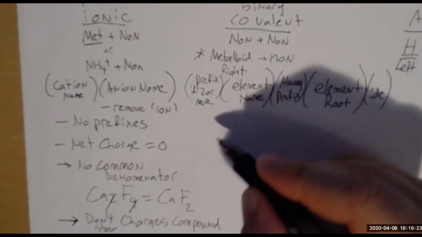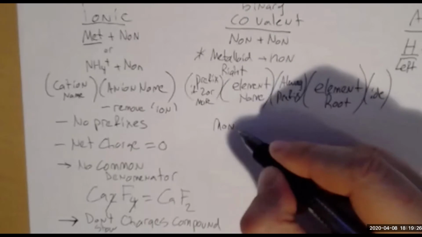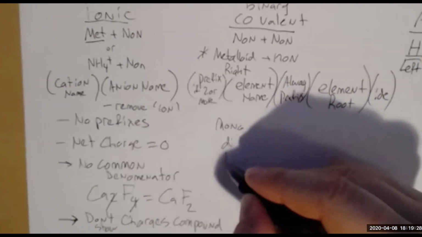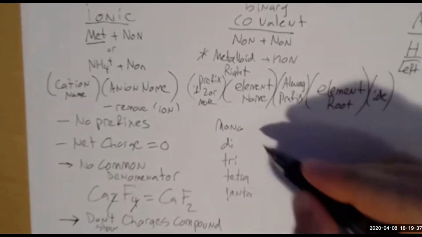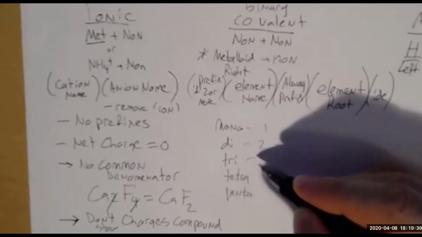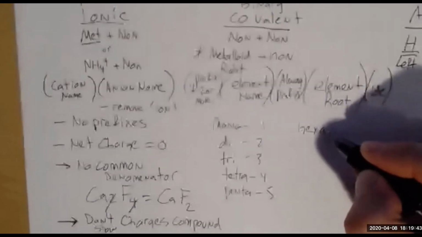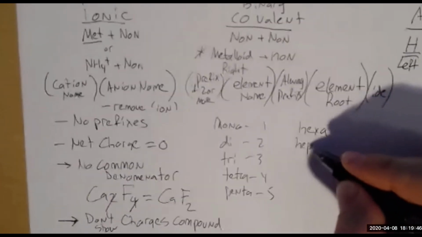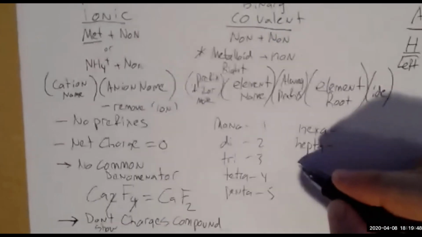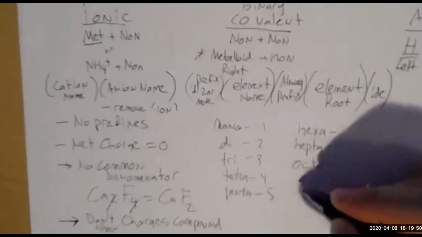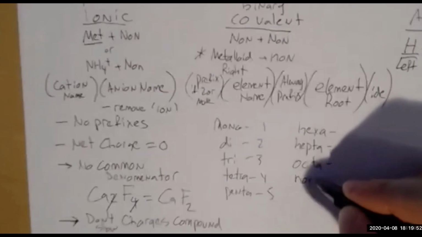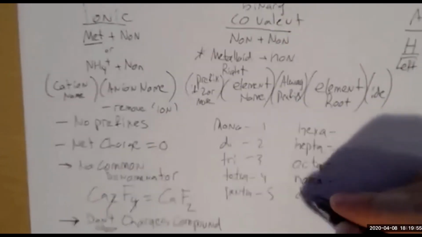And then our prefixes are mono, di, tri, tetra, penta, hexa, hepta, octa, nona, and deca.